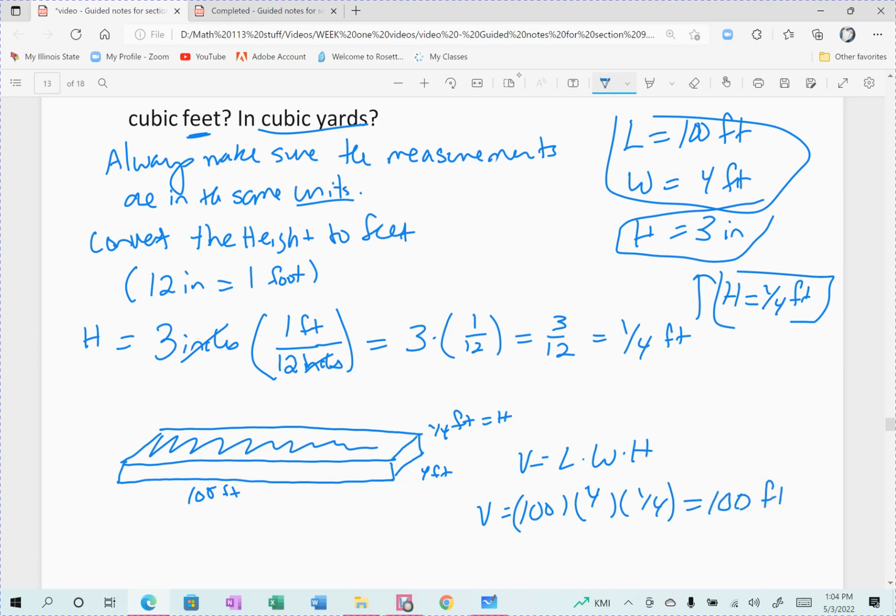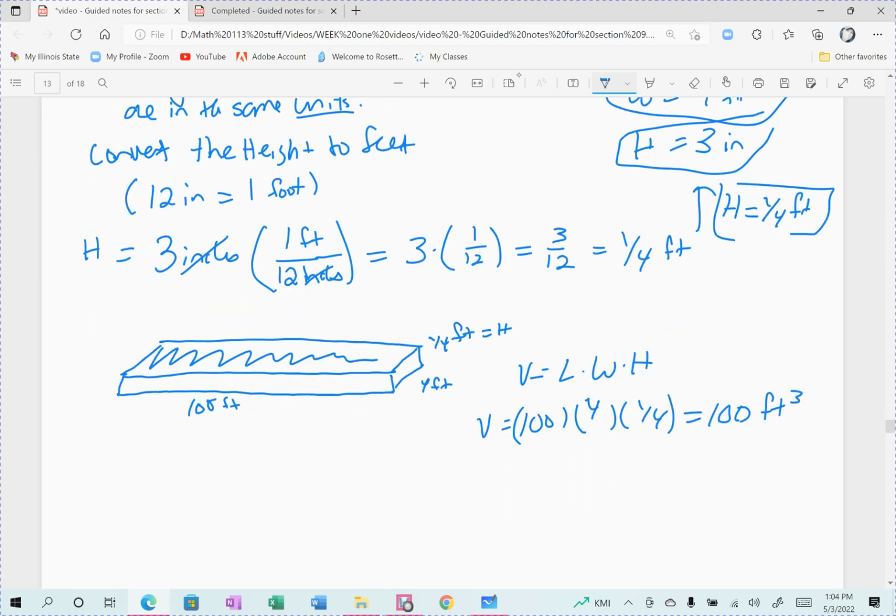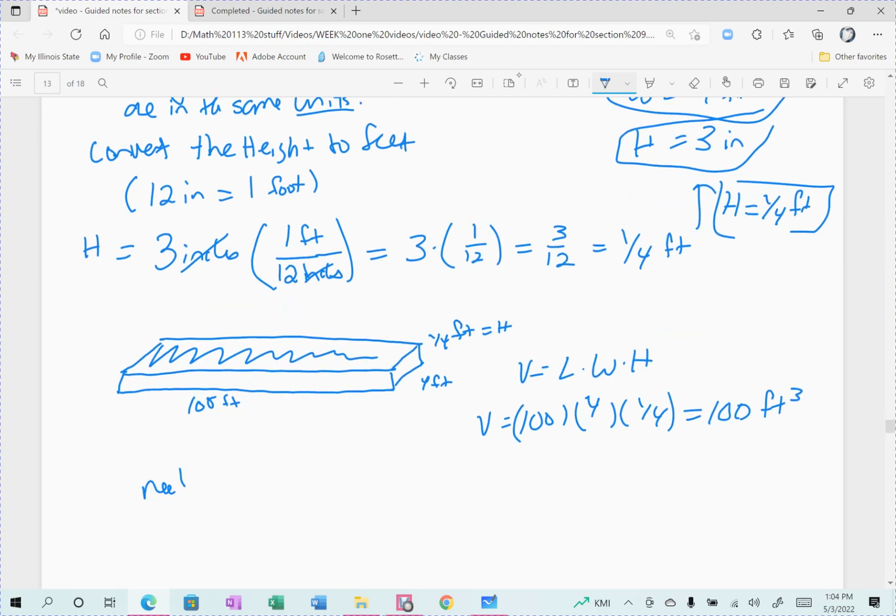And remember, that's my cubic feet. All right, feet cubed. So they need 100 cubic feet of cement or concrete. It'll turn into cement once it dries, concrete. All right, well, we did the cubic feet.